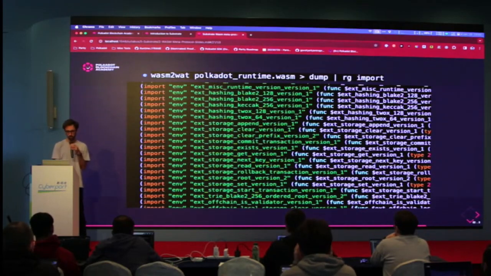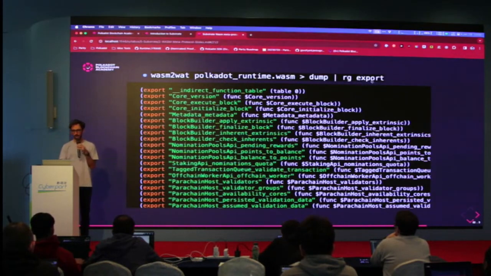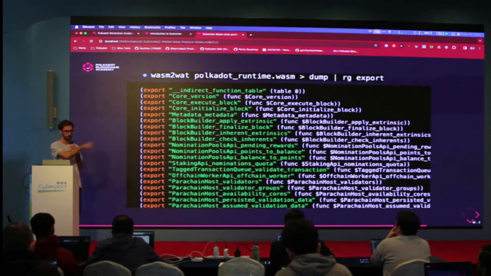And you could also do the opposite. If you run the same command, but this time search for the word export in it. You can just see at the top here. Search for export. Now you're going to see a list of runtime APIs that any WebAssembly blob is generating. It's pretty interesting to see, especially when you add your own custom runtime APIs later in your career in Substrate. You can always look at it here.